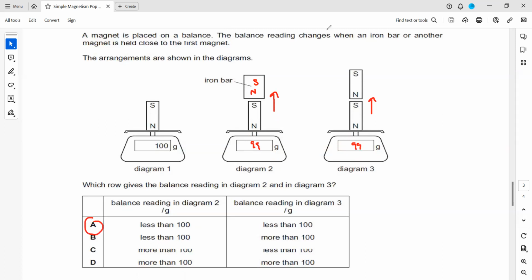If it was the opposite poles in the bar magnet, why can't the above one come down? Because they mentioned we just held it closer. Like when an iron bar and another magnet is held close to the first magnet, we just bring it closer.